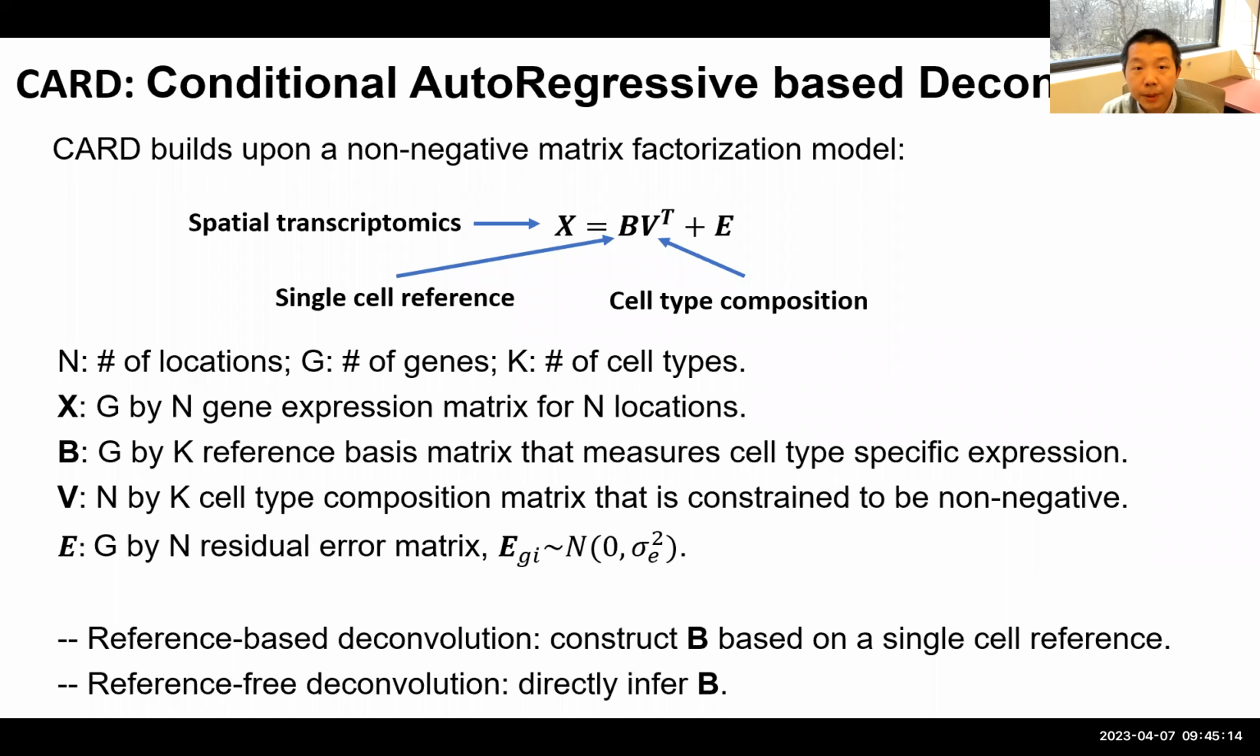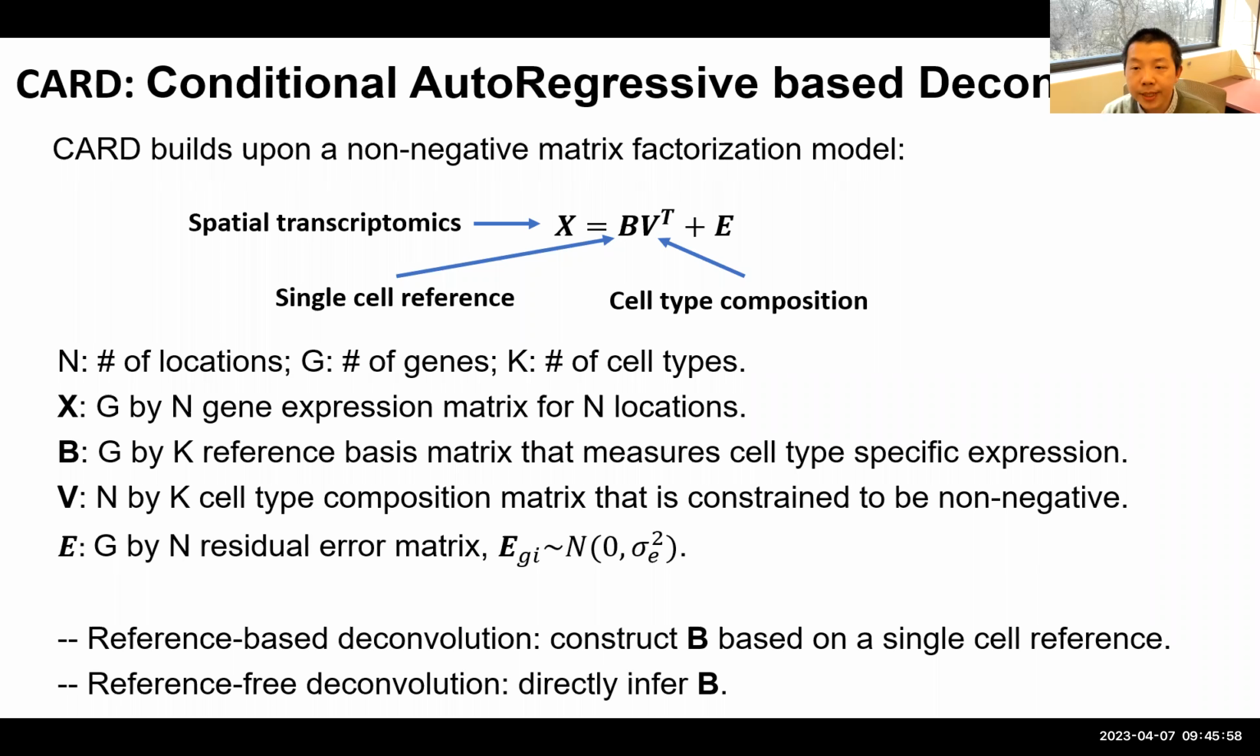So the method we developed is called CARD, or Conditional Autoregressive Based Deconvolution. The main idea is based on a non-negative matrix factorization model. Here, X is the gene expression data, a P by N matrix. B is the loading matrix, or the single cell reference data, which essentially contains the cell type specific marker gene expression. If you have a single cell reference, you can compute B. If you don't have a single cell reference, our model can infer B directly. And the factor part, V, is the cell type composition. So the V part is our focus.